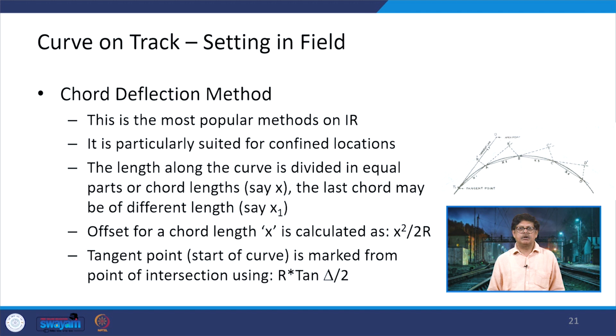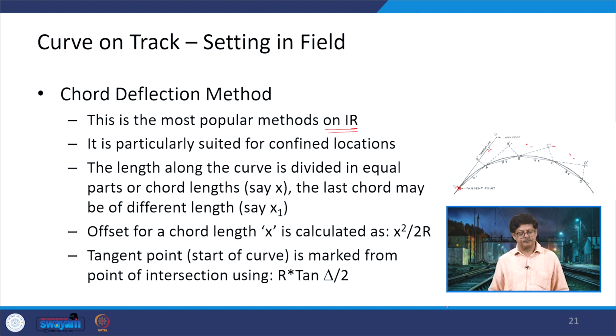The third one is the chord deflection method. In the chord deflection method, we are going to use the deflection of the chord which is taken with respect to the initial point and then subsequent points. This is one of the popular methods on Indian Railways, and it is also suited where there are a number of obstructions at different locations. It is a confined, restricted area, so it becomes easier to work with this one.